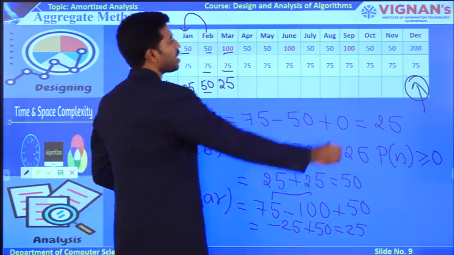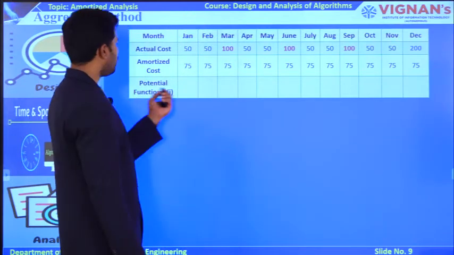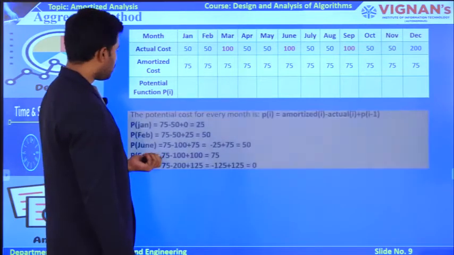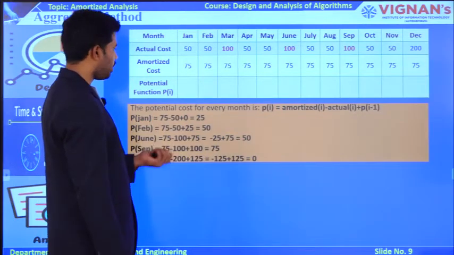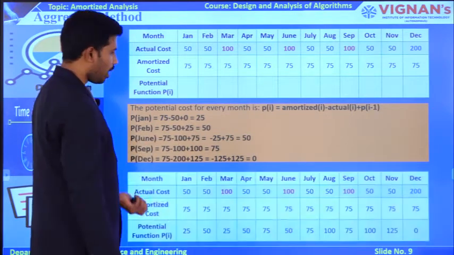So definitely you must have a positive value at December. Now try to observe how to fill the potential function values for this example in the aggregate method. You are going to be analyzing all the potential values like this. Like this you try to apply for the remaining months, so the values will be updated like this.